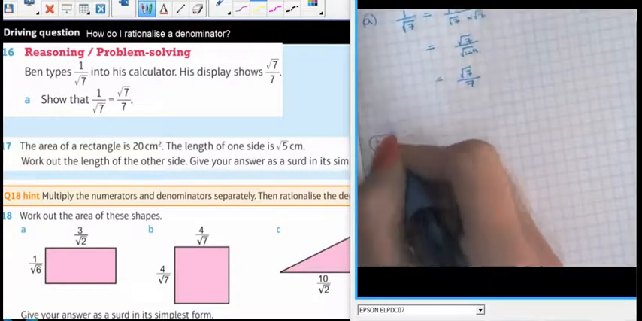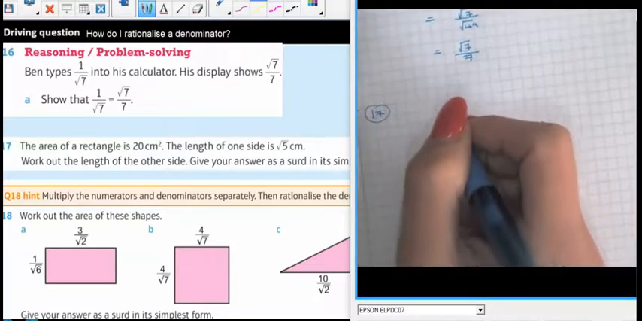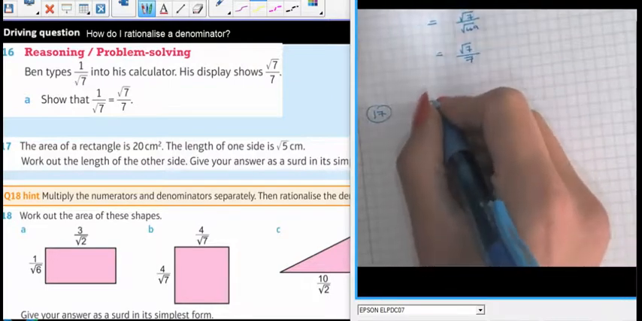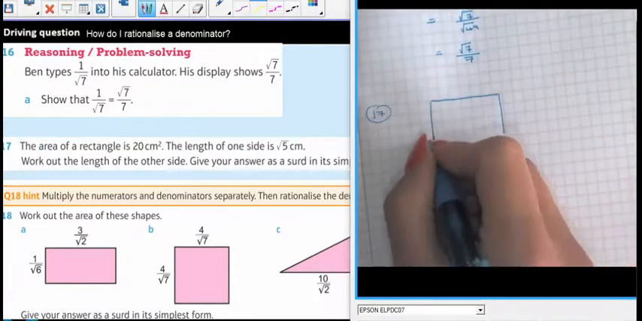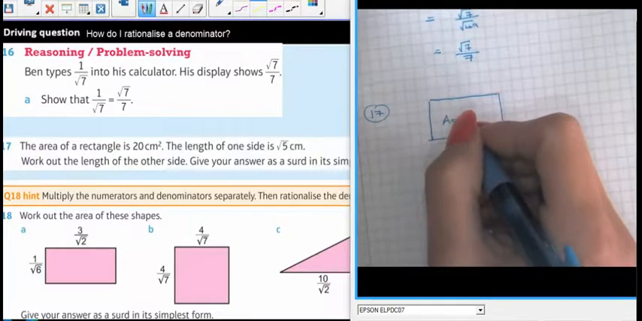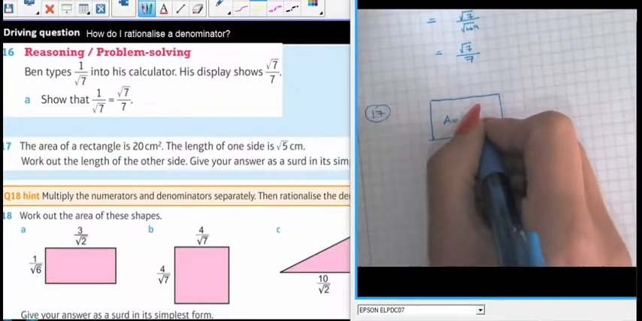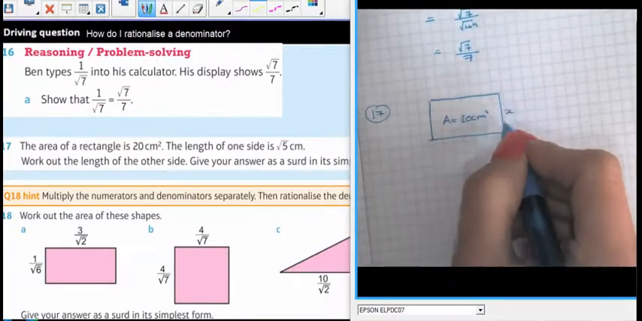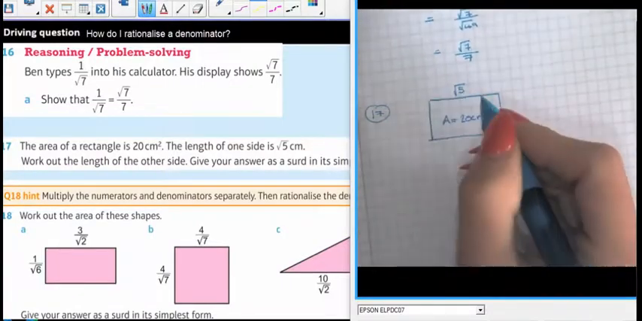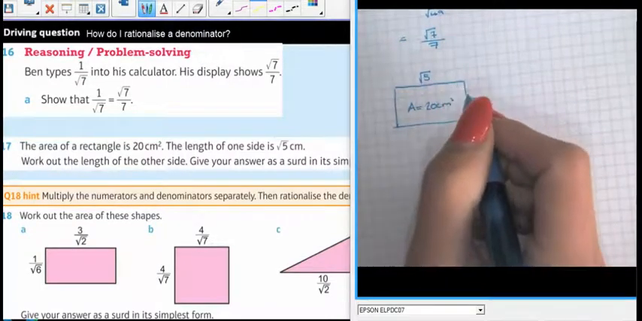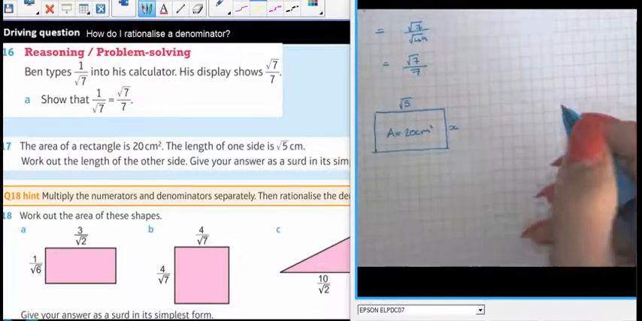Question 17. The area of a rectangle is 20 square centimetres. The length of one side is root 5. I always find it helpful for most questions to do a little sketch. So let's say that's x, because we don't know that length. And this length is root 5. Work out the length of the other side. Give your answer as a surd in its simplest form.